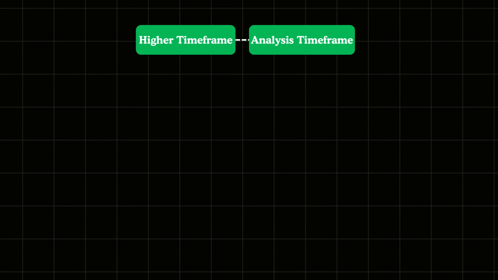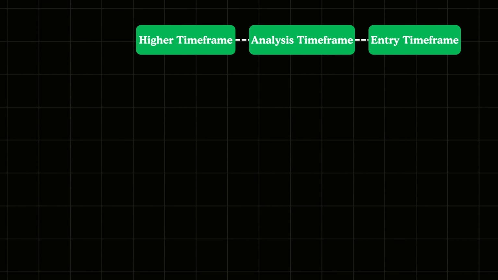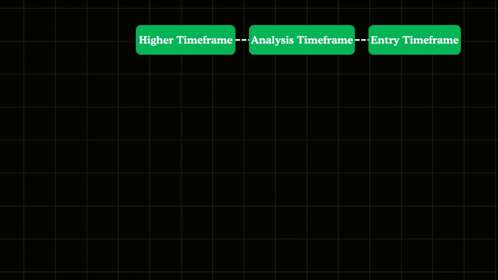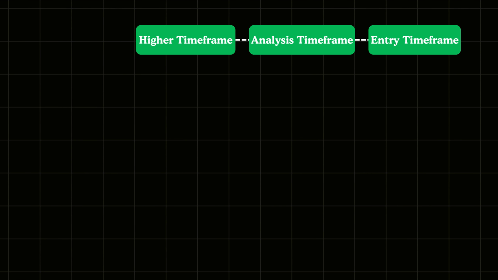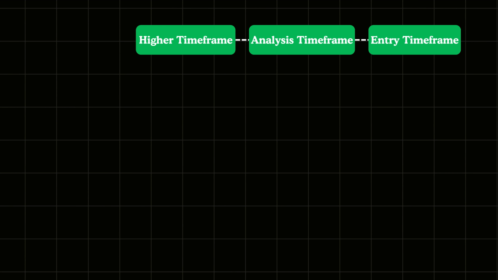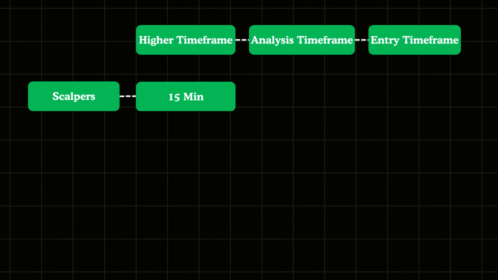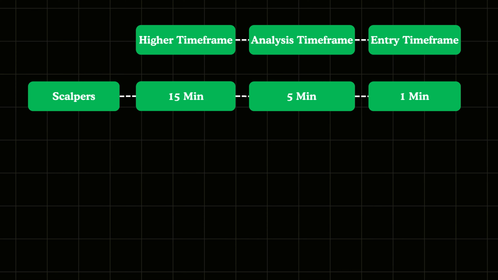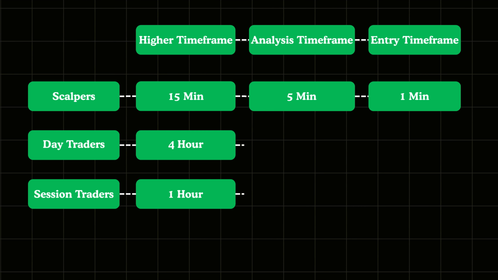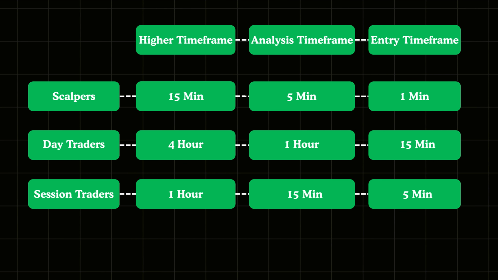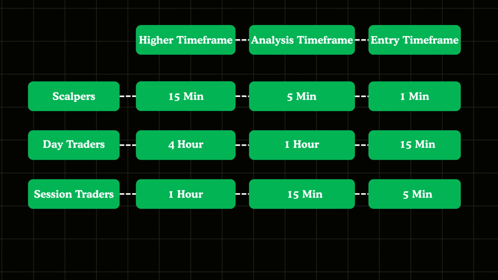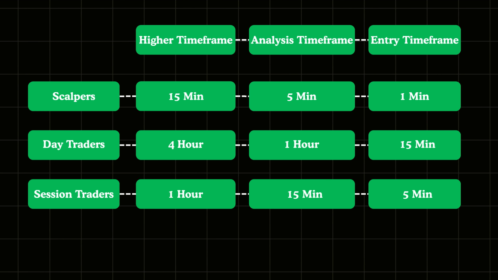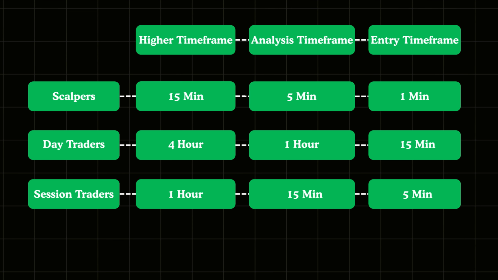As mentioned earlier, we focus on three time frames: the higher time frame, the analysis time frame, and the entry time frame. Based on their trading approach, traders mix and match time frames that align with these categories. For instance, scalpers might rely on 15-minute, 5-minute, and 1-minute charts to time their entries. In contrast, day traders and session traders often refer to higher time frames to study market behavior and plan their trades. Each of these time frames serves a unique purpose, which we'll explore further.